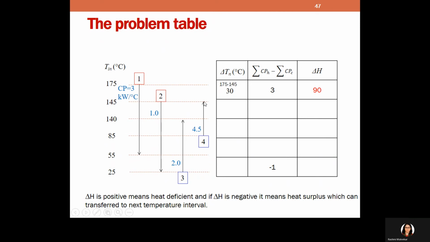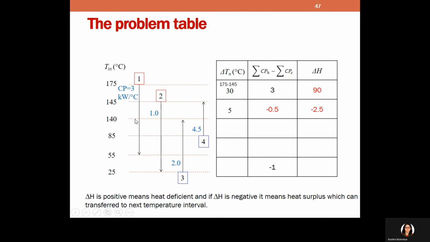Now in this region, delta T is 145 minus 140. Summation of hot minus cold. How many hot streams do you have in this region? There is one hot stream, the second hot stream, and there is one cold stream. The CP is 4.5. So 3 plus 1, 4. 4 minus 4.5 will be negative 0.5. Multiply these two, you get delta H.